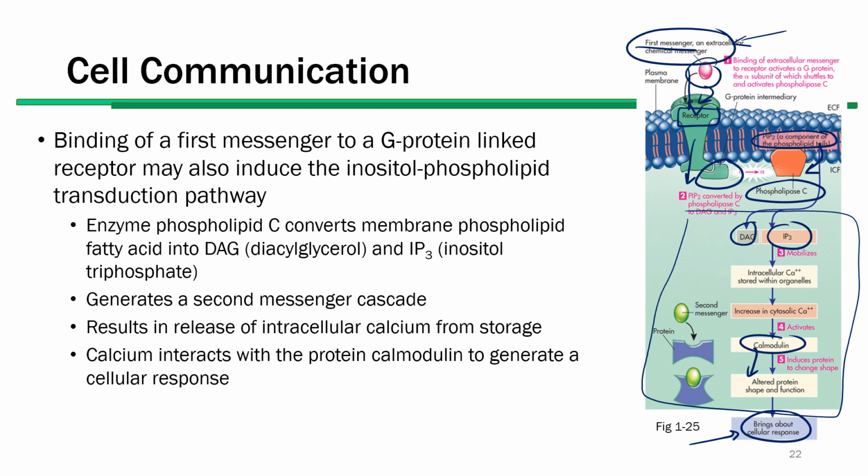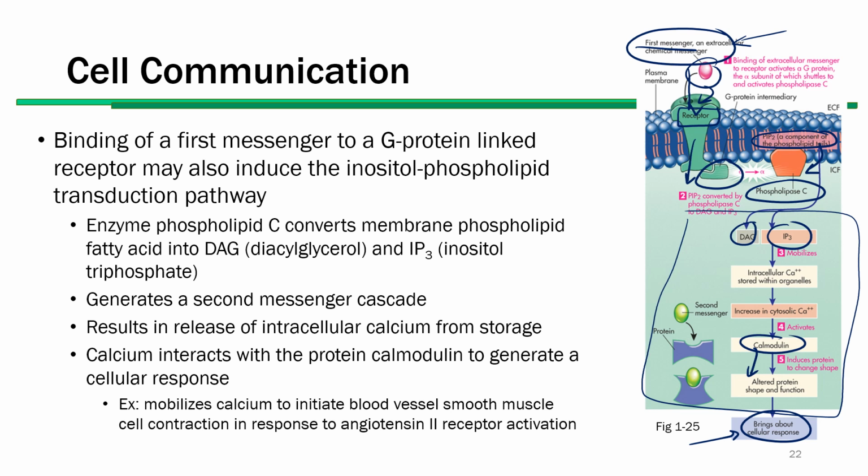You have different kinds of places for different kinds of things, and same with cells. If you're going to make insulin, it's going to be at the pancreatic beta cells, so they're specialized. But the second messenger system within it might be the same as a different cell that does something completely different. So in this case, with the calmodulin, it can mobilize the calcium to initiate blood vessel smooth muscle cell contraction in response to angiotensin II receptor activation.